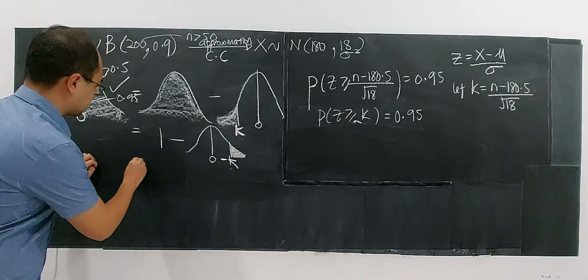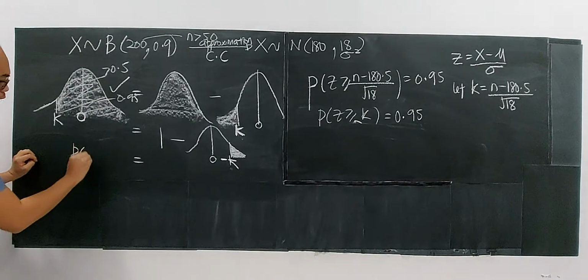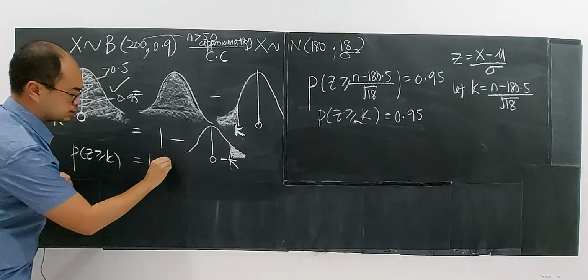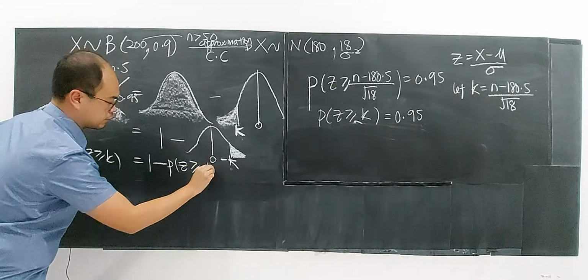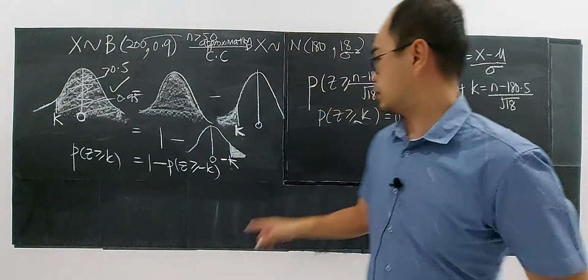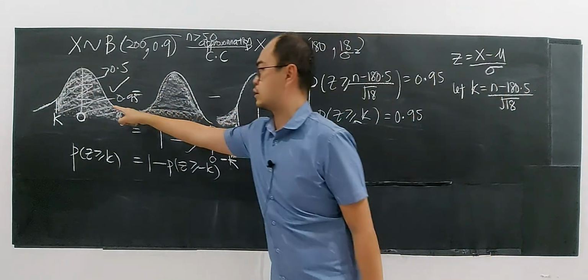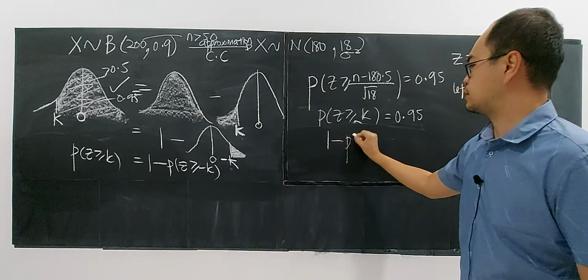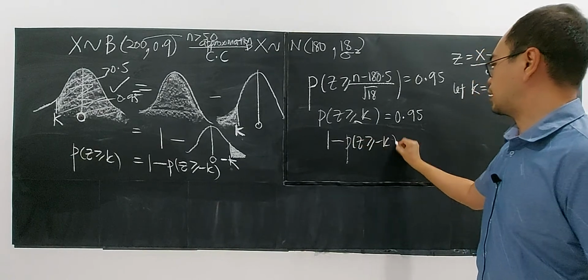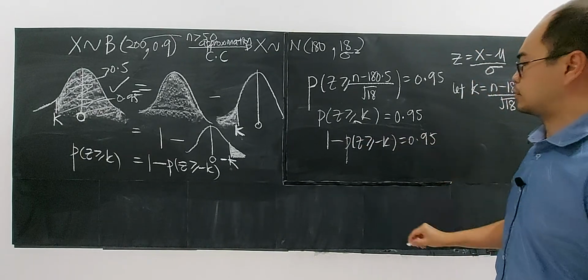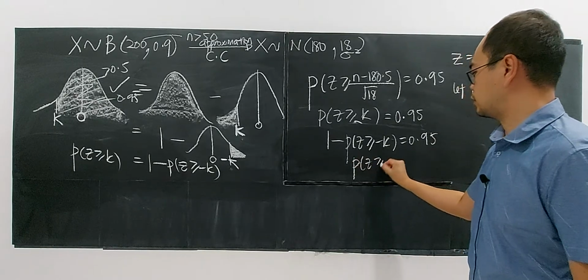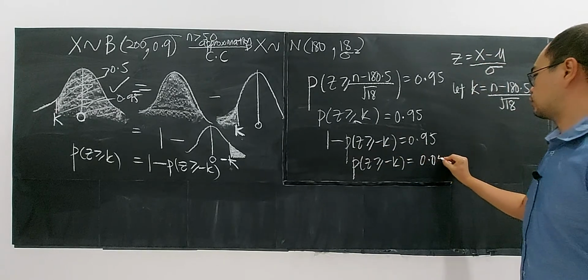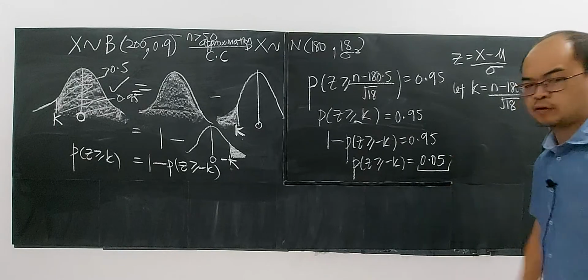So it means that I can rewrite this into, this one is actually P(Z ≥ k) for this case, right? So it's 1 minus P(Z ≥ negative k). It's the same. So you write 1 minus P(Z ≥ negative k) equals 0.95, right? So then you know that P(Z ≥ negative k) will be 1 minus 0.95, you're getting 0.05, right? So you can find this value from your statistical table.